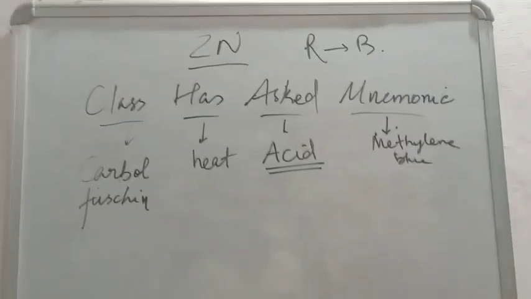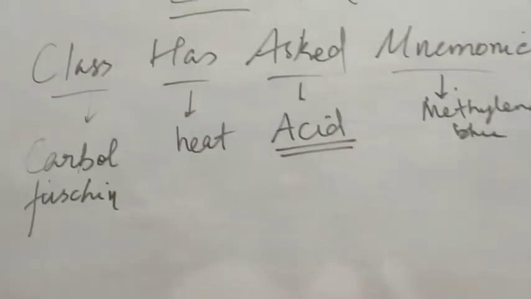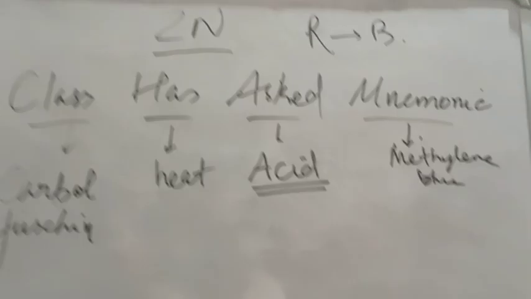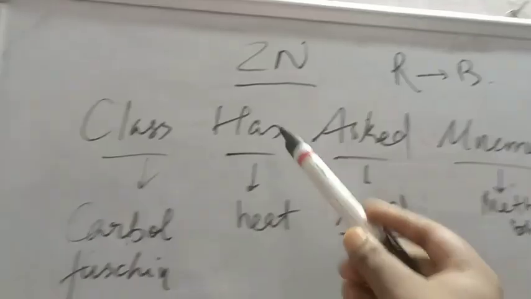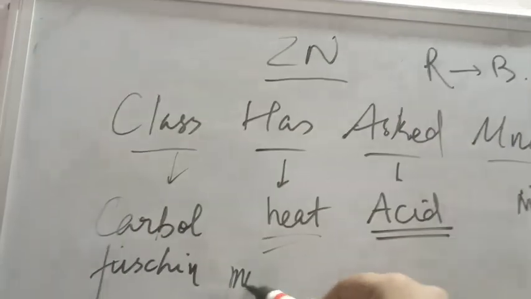Okay, next we'll go to ZN stain. This is also Priti ma'am's mnemonic. I remember how the class had asked for a mnemonic. So C is carbol fuchsin. H is heat, and here heat is a mordant. By heating it, you are fixing the stain. A is acid. Remember, that was acetone or alcohol.